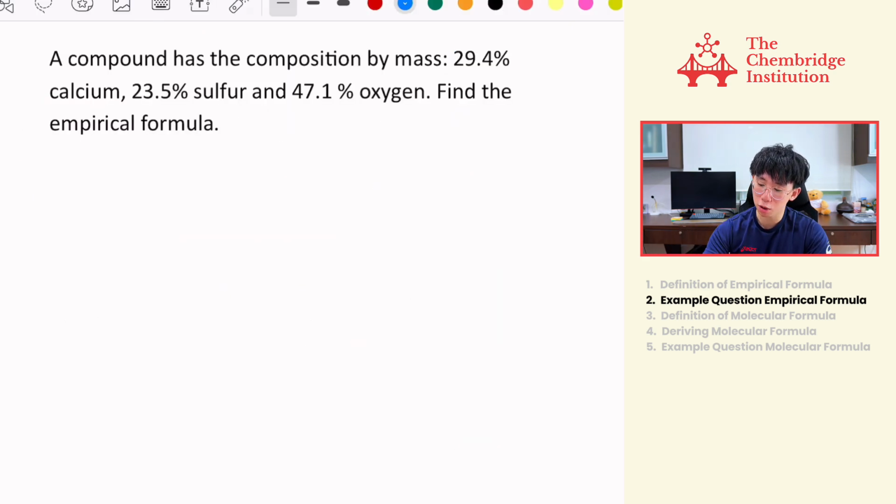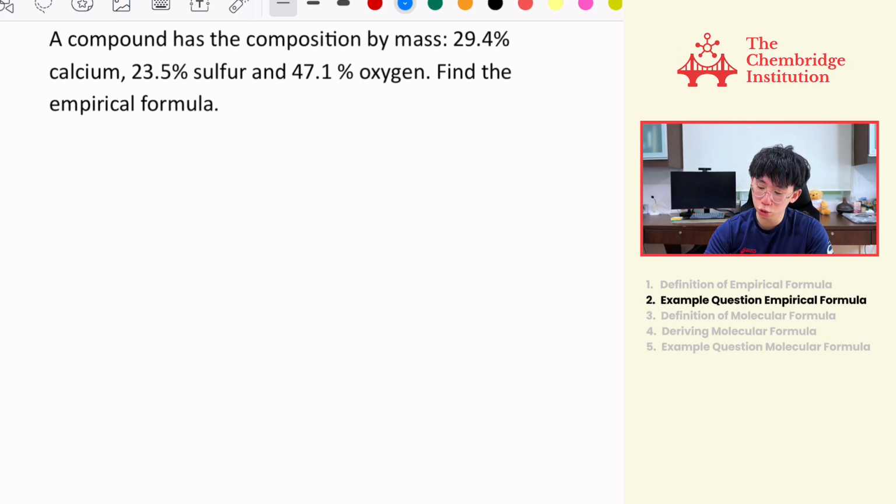So a compound has the composition by mass of 29.4% calcium, 23.5% sulfur and 47.1% oxygen. So find the empirical formula, right? So how do I do this? All you have to do, now that you're given percentages, is do it the same way. You draw the table and you treat the masses as these percentages.